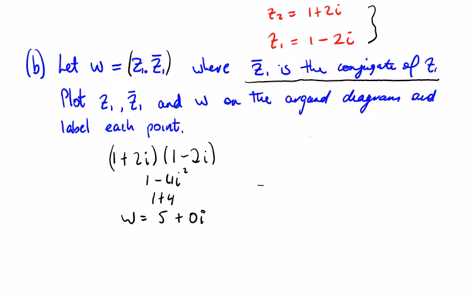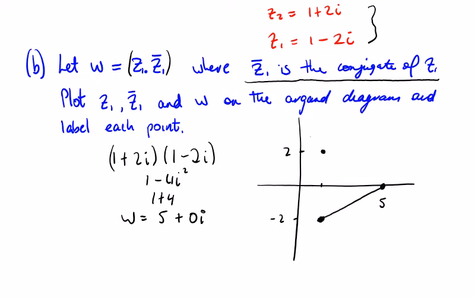So if we want to do an Argand diagram, you're going to do this to scale, but I'm just going to call this 5, 1 and 2. So I've got 1 plus 2i, 1 minus 2i, and I'm just going to connect these together, because in the next part we're looking for the angle inside the triangle. You're asked to label each point, so be careful to label each point. So z1 is 1 minus 2i, the conjugate of z1 is 1 plus 2i, and we have w.